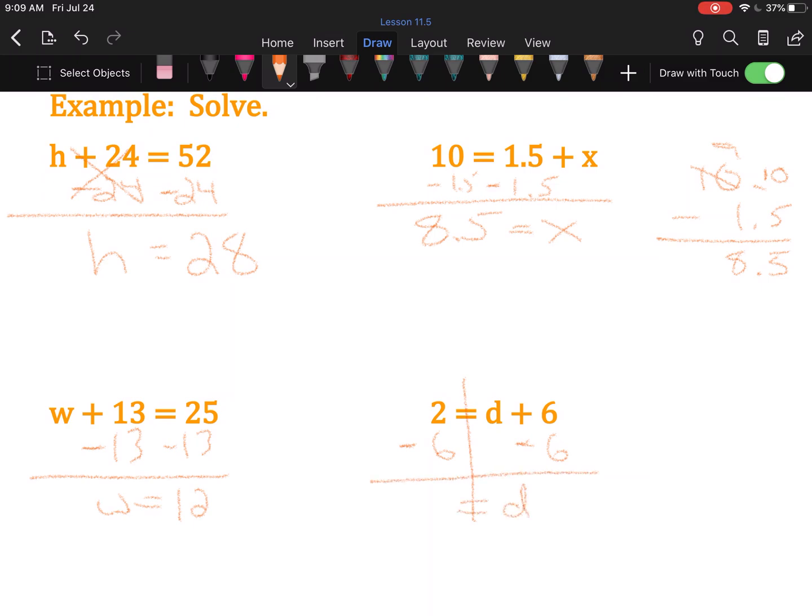D will be alone on the right side now. And on the left, we just have to do 2 minus 6. 2 minus 6 is negative 4.